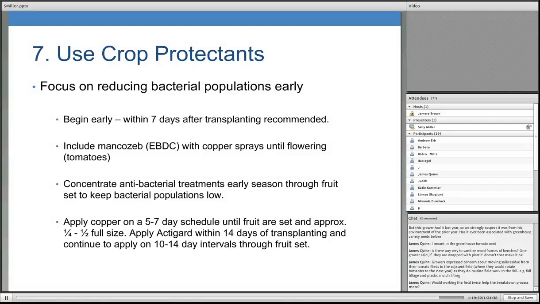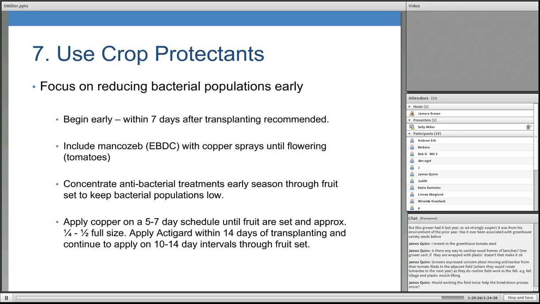Now, the last thing I want to talk about is crop protectants. And again, we are very limited in what we have in terms of how well it works on bacteria. You have to do it very early. We recommend starting a copper application within 7 days after transplanting. We do include mancozeb with the copper sprays. Again, it's supposed to be a little bit helpful, increasing the copper ion activity.